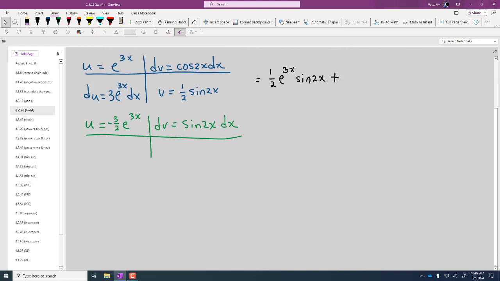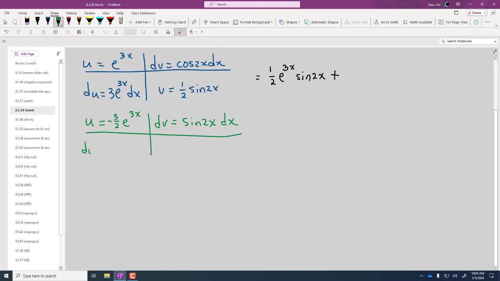This we can differentiate pretty easily here, so du is going to be minus 9 halves e to the 3x. So the derivative of an exponential is itself, e to the 3x, multiplied by the derivative of the exponent, so we multiply negative 3 halves times 3. And then over here we integrate. The integral of sine is minus cosine. And then we have to do reverse chain rule. We have to divide by 2 or multiply by half, however you want to write it.